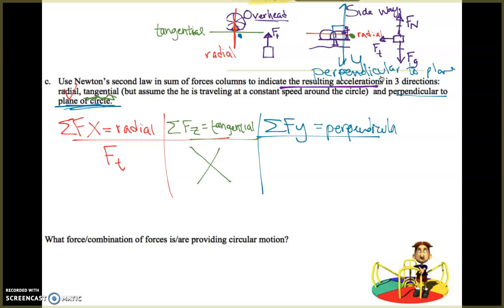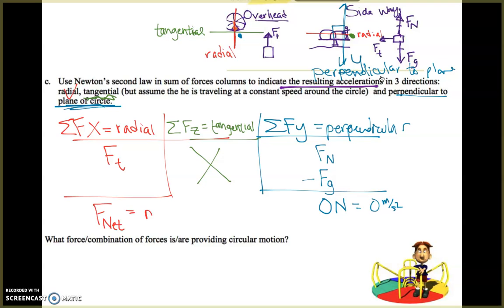Here we have two different forces: the force normal from the floor of the merry-go-round, and then force gravity, which is going to be downwards. Those are going to add up to 0 newtons, which results in 0 acceleration. And then in our radial direction, that's where our forces are going to add up to be our net force, F net, which will equal the mass of the boy times the acceleration of the boy.